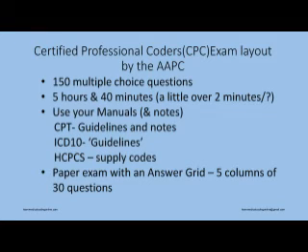Okay, here's our goal. This is how the real exam is laid out. It's going to be 150 multiple choice questions. You are allowed 5 hours and 40 minutes, which is a little over 2 minutes for each question. Some will be longer, some will be shorter. You are allowed to use your manuals. It'd be pretty tough to take it without them, right?